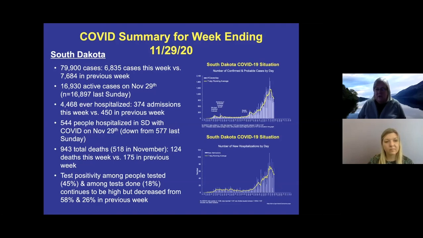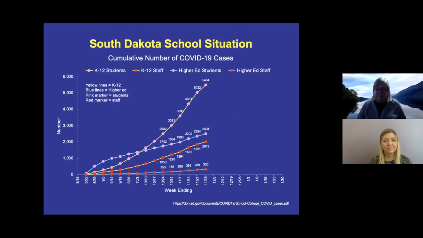518 of those, more than half of them, have occurred in the month of November. It was a pretty bad month for deaths. 124 deaths this week compared to 175 in the previous week. Test positivity for the state is still pretty high, 45% among people tested compared to 18% among tests done. Those numbers are a little bit lower than last week's test positivity.